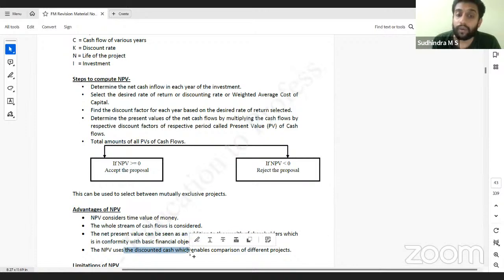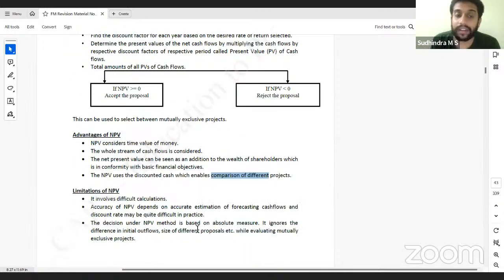NPV uses discounted cash flows, which enables comparison of different projects. Now, project 1 has 5 years, project 2 has 7 years. Since we are going with discounted cash flows, comparison can be made. Whereas, what are the limitations?